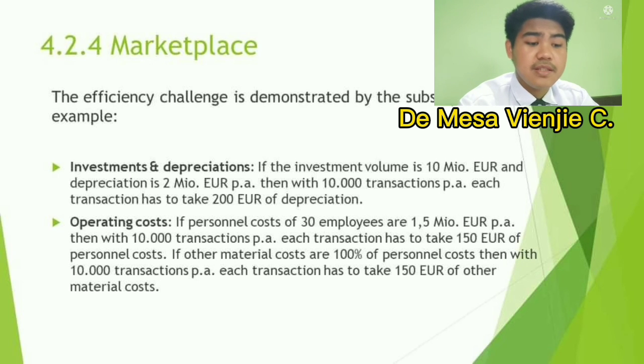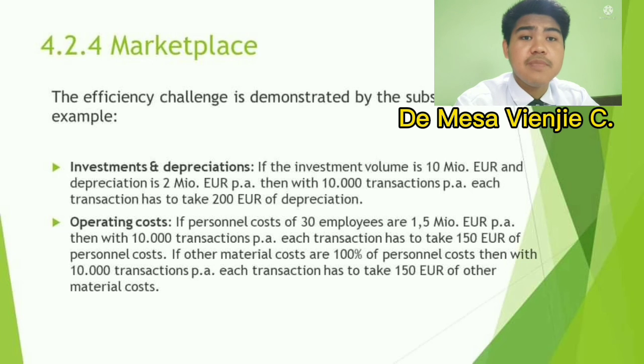First is the investment and depreciation. If the business volume is 10 euro and depreciation is 2 euro, then with 10,000 transactions, each transaction has to take 200 euro of depreciation. So, investment and depreciation is about how much investment volume needs to be deducted when they use a depreciation.